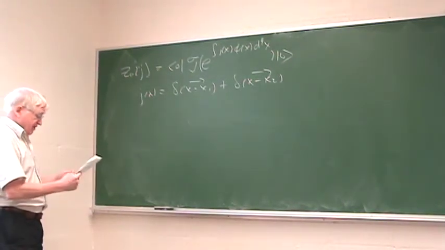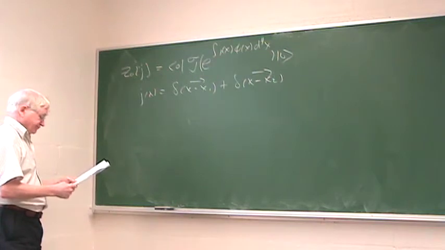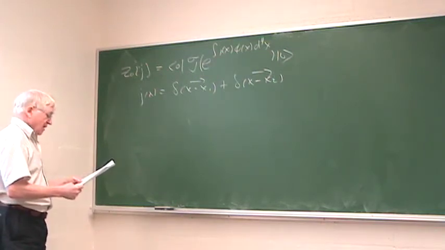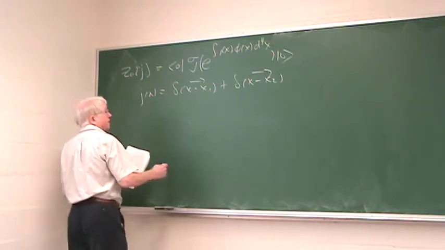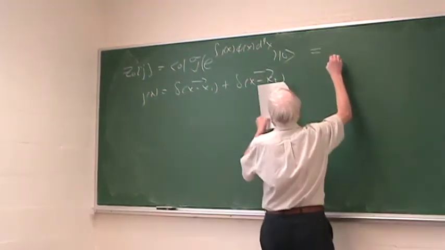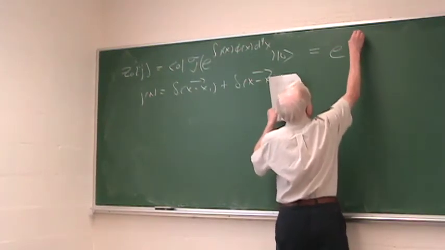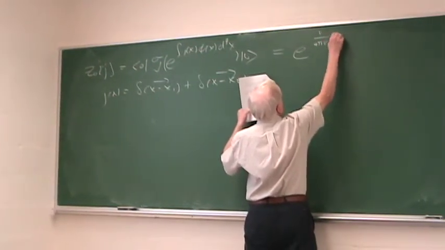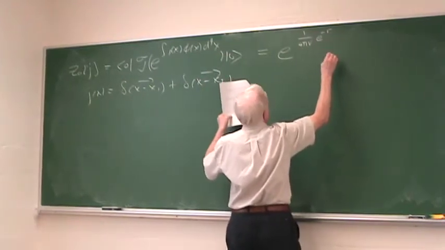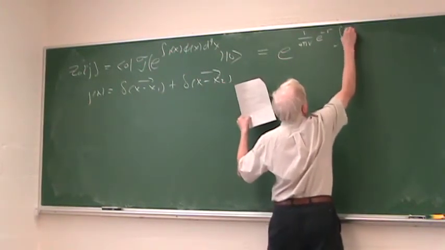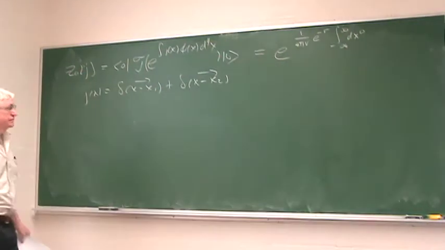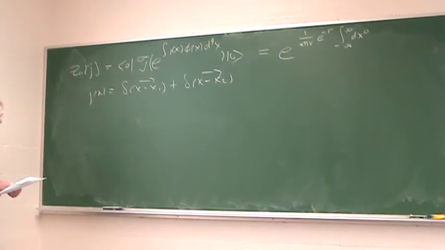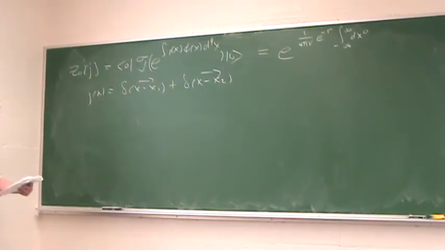We computed this and we found that it was equal to e to the 1 over 4 pi r e to the minus r, integral from minus infinity to plus infinity dx0. I wanted to show you why this actually works.